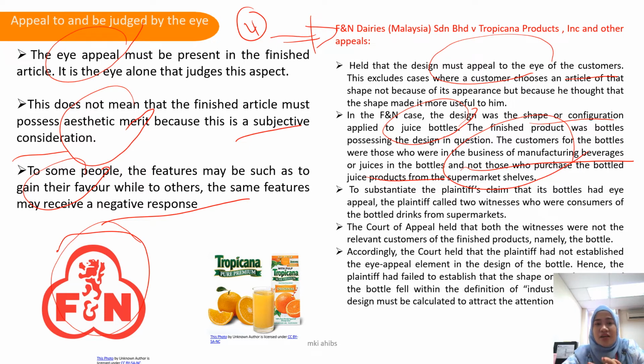Okay, but F&N Diaries, in order to say that their design of the bottle has appeal to and is judged by the eye, brought the purchaser as the witness in the court. The consumer itself, macam kita lah. The consumer as the witness in the court. So the court held that the witnesses were not the relevant customer because F&N should have brought the manufacturer, not the purchaser, not the consumer itself. So that's why the court held that F&N has failed to establish the eye appeal element in this case.